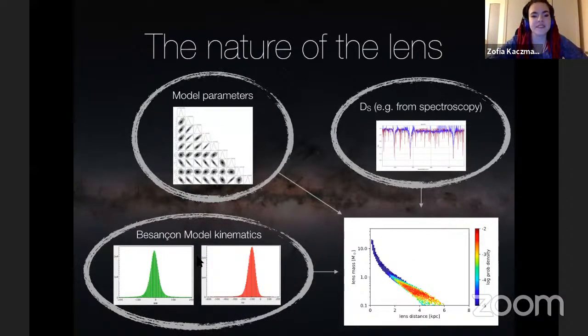We are using Besançon model kinematics. We are using the models, which are more or less unchanged, except for that we are doing multi-band modeling. And we are using distance to the source. So we can have it, for example, from spectroscopy.